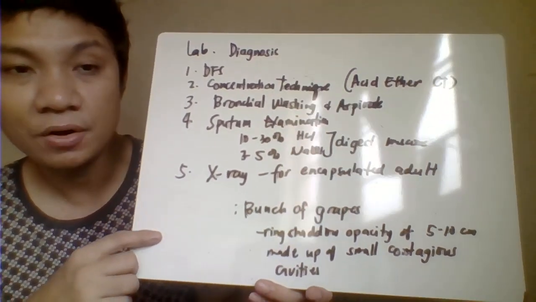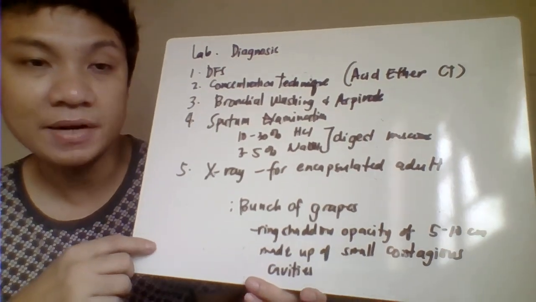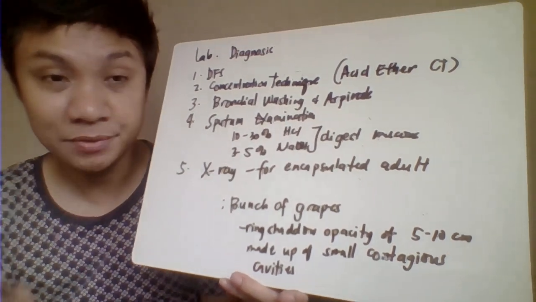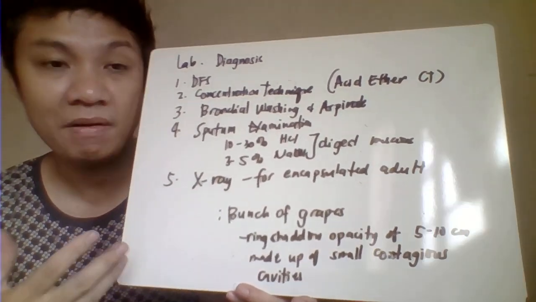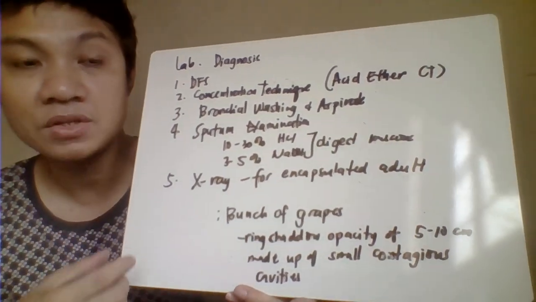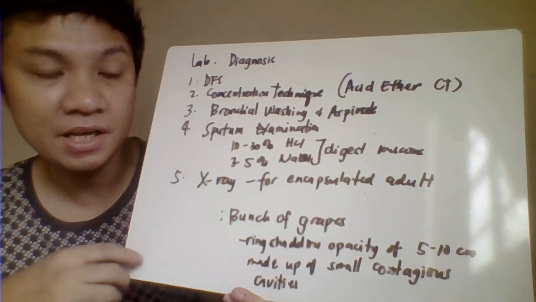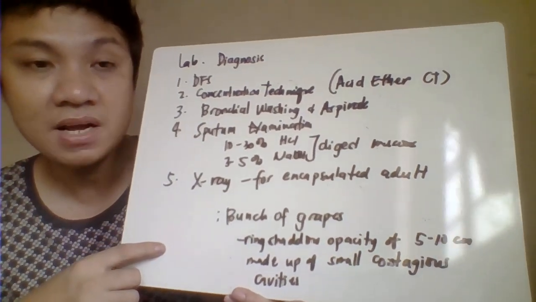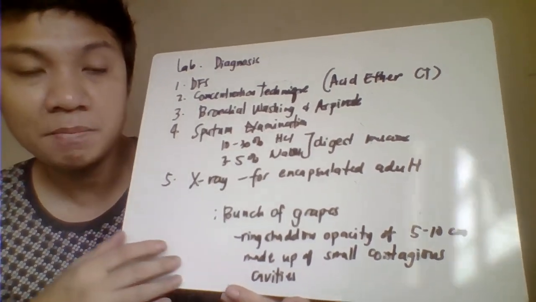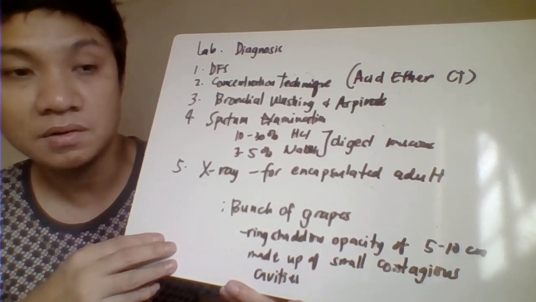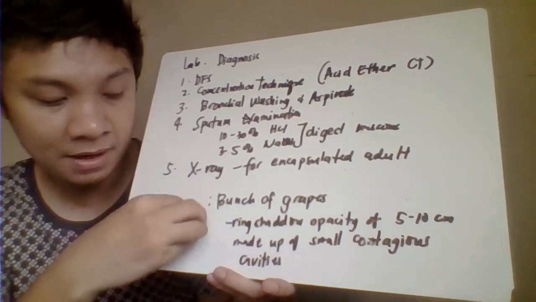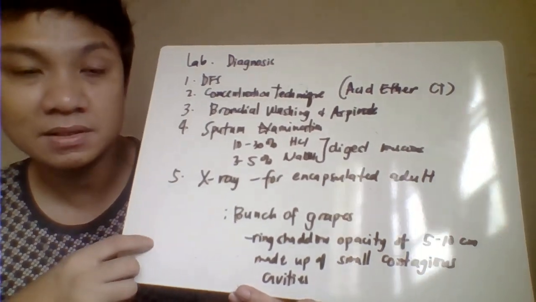And the X-ray could also identify the presence of encapsulated adult worms. So they are within a capsule in your lungs. The adult worm could be found in the lungs, encapsulated, but you could identify that when the patients undergo X-ray examination of their lungs. And they will have the characteristic bunch of grapes arrangement because of the ring-shaped opacity which measures 5 to 10 centimeters containing small contiguous cavities. So it looks like a bunch of grapes because of that.